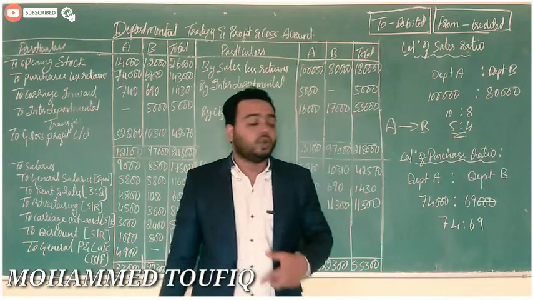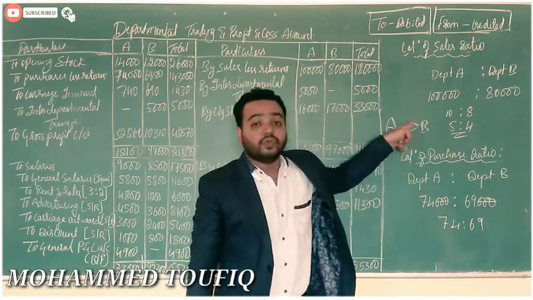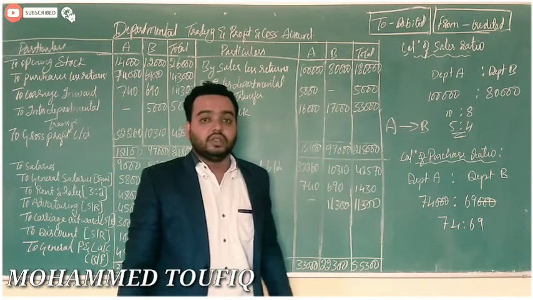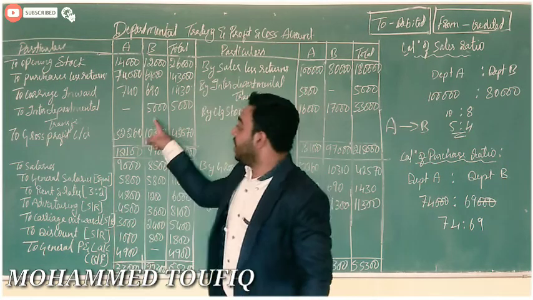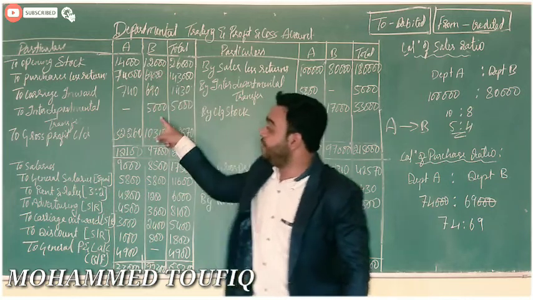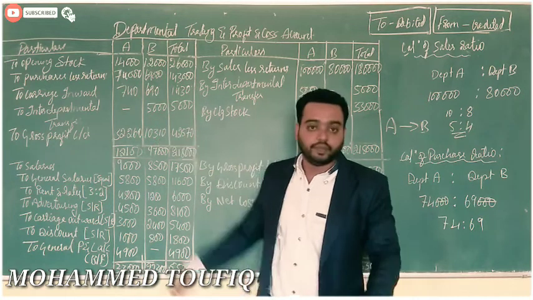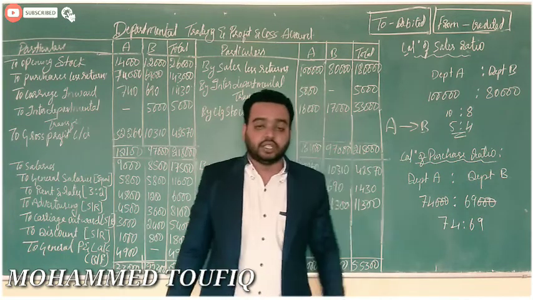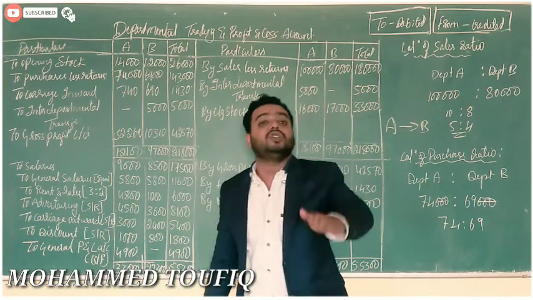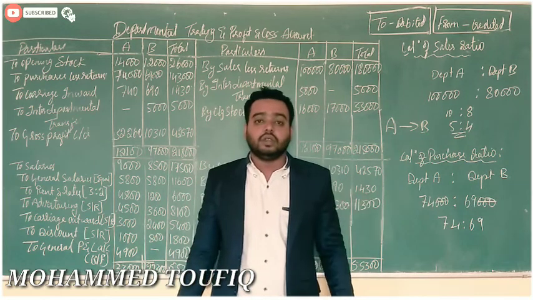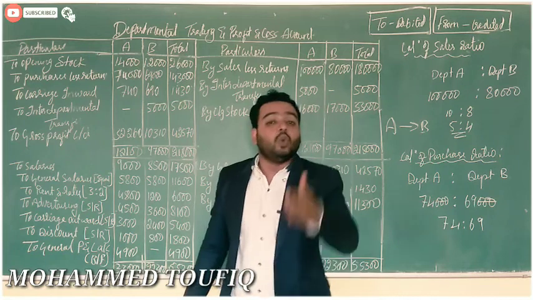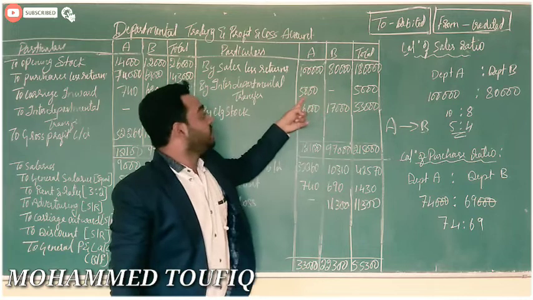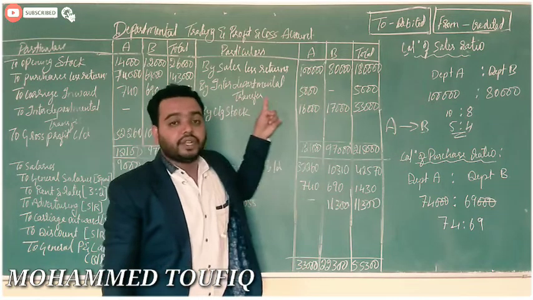So who is receiving the goods here? Department B. So for department B, the goods is coming inside the business, coming inside the department. Hence this 5,000 worth of goods has been debited in department B. Who is transferring the goods? Department A is transferring the goods. From department A, the goods is going outside. So credit what goes out. Hence this 5,000 rupees in department A is credited as interdepartmental transfer.